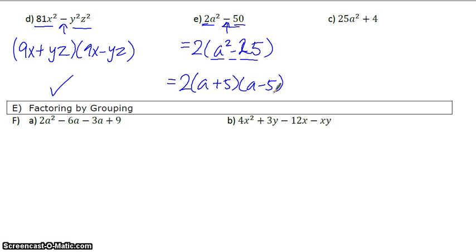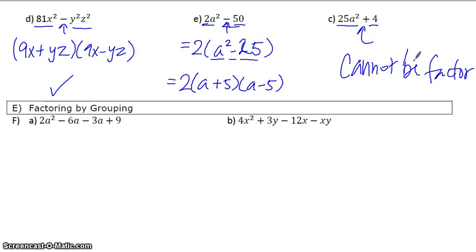All right. The last example, I have a square here. This is a square of 5a. This is a square of 2. However, I don't have a difference of square. I have a sum of square. Well, the question is called difference of square. It has a name. So difference of square can be put into a conjugate. How about sum of square? Sum of square cannot be factored. There's nothing in this world that when you multiply them gives you a sum of square. So whenever you have a sum of square, it cannot be factored.